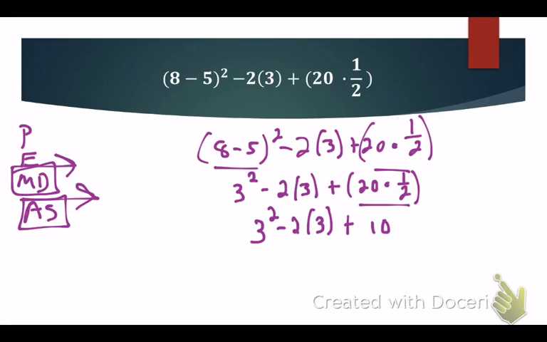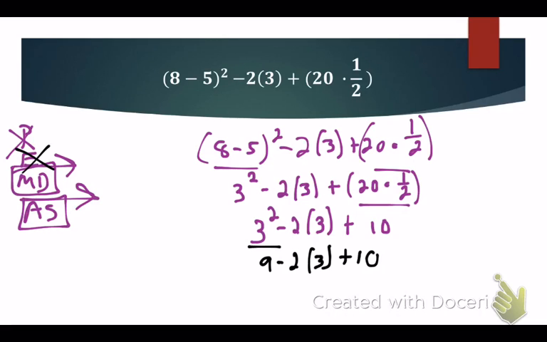Alright, we're going to go ahead and move on. We are done with our parentheses. Do we have any exponents? Well, absolutely, we sure do. We have exponents right here in the very beginning. 3 squared. What is 3 squared? Well, 3 squared is 3 times 3, which is 9. 9 minus 2 times 3 plus 10. Okay, so exponents are done. Cross them off.